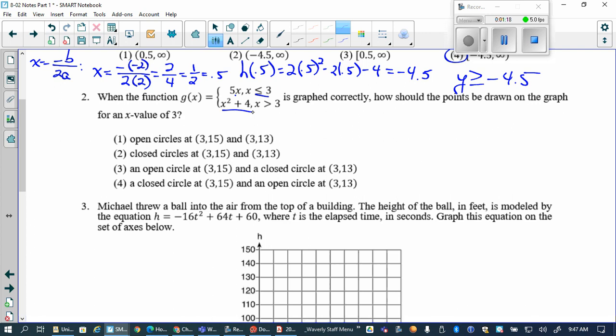So all you have to do is find the value of 3, right? Notice these are all 3, 3, 3, right? And you need to get the correct output, that's all. So figure out which one is going to have your closed circle. What do you do with the 3? For which one? The top one. Everybody do that now. G of 3 equals what?